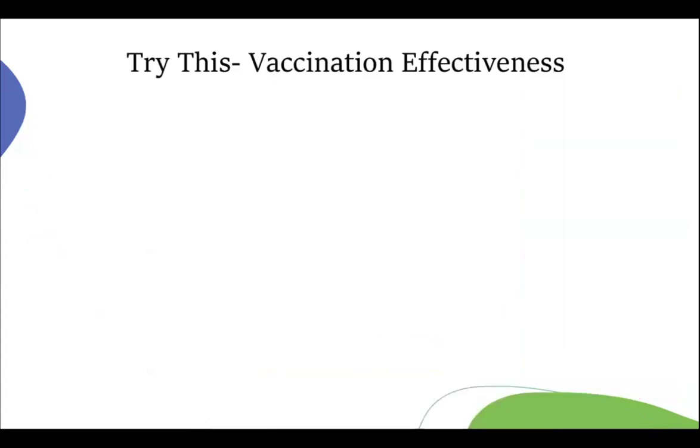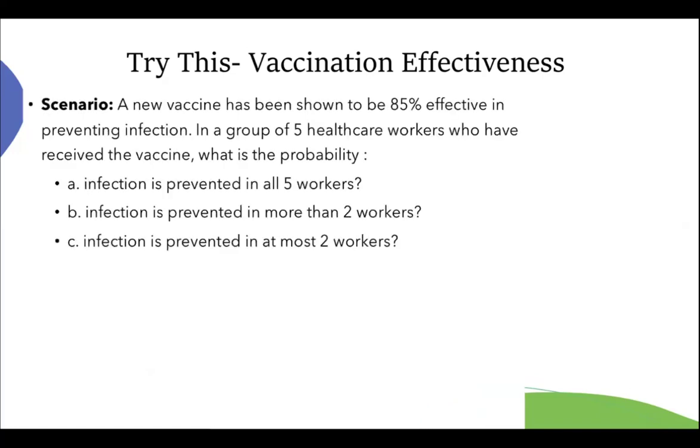Okay, we're going to try another question for the binomial probability, using the binomial distribution to answer binomial probability questions. A new vaccine has been shown to be 85% effective in preventing infection. In a group of 5 healthcare workers who have received the vaccine, what's the probability that infection is prevented in all 5 workers? Infection is prevented in more than 2 workers. Infection is prevented in at most 2 workers.